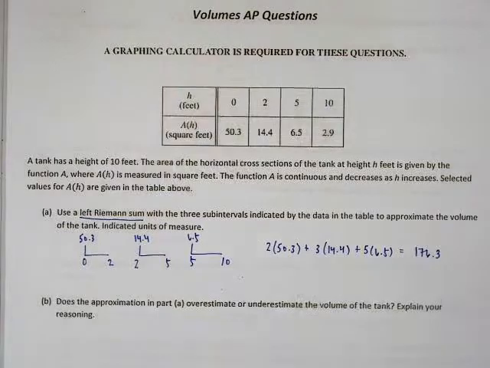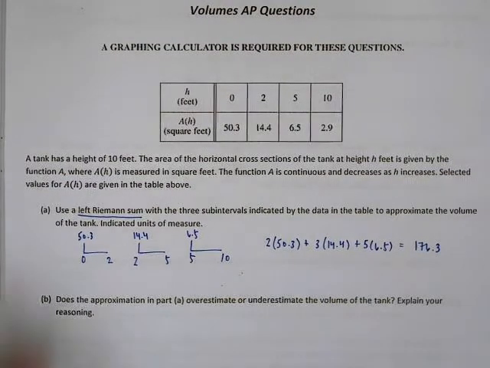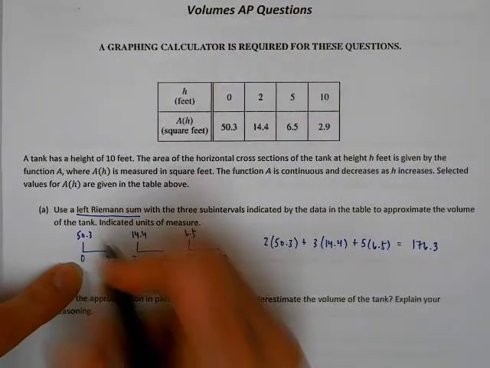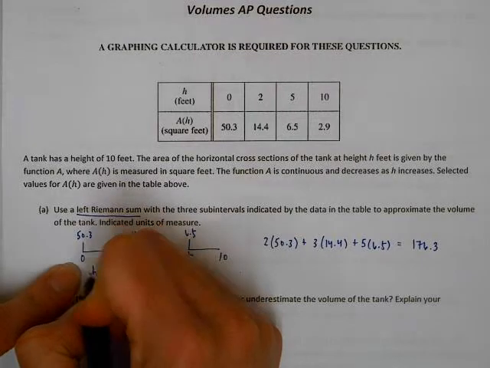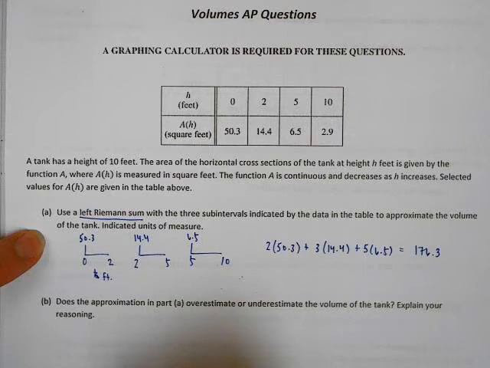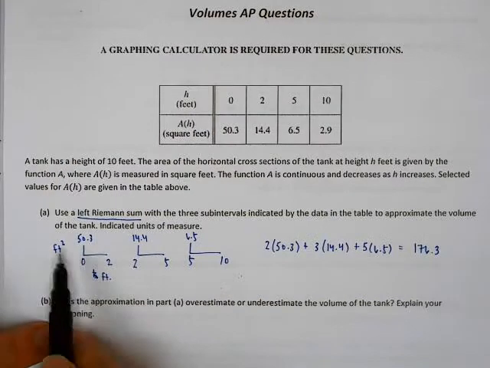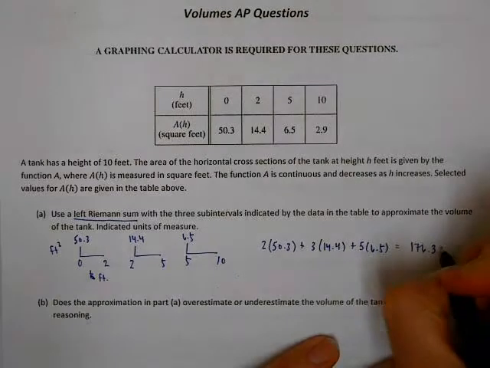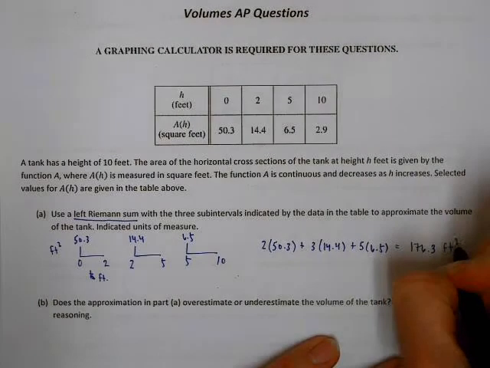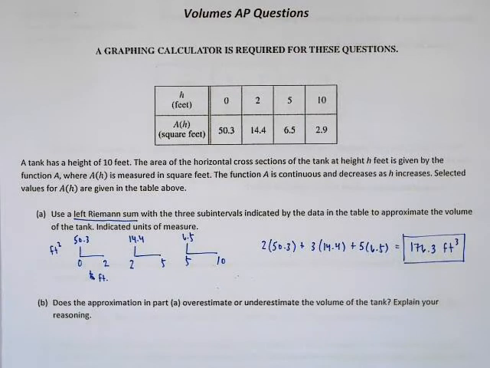176.3 for my value. Now, we've got to think about the units because it says to indicate the units of measure. So for my base here, I know that was measured in feet. And my height was measured in square feet. So since we're multiplying feet by square feet, that's going to give me 176.3 cubic feet. And that would be the approximate volume of the tank.